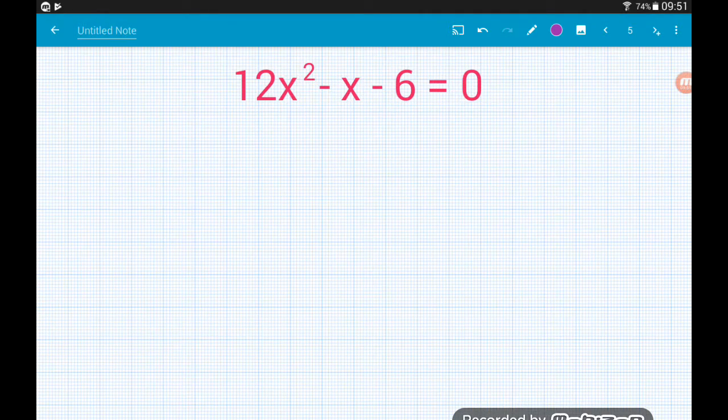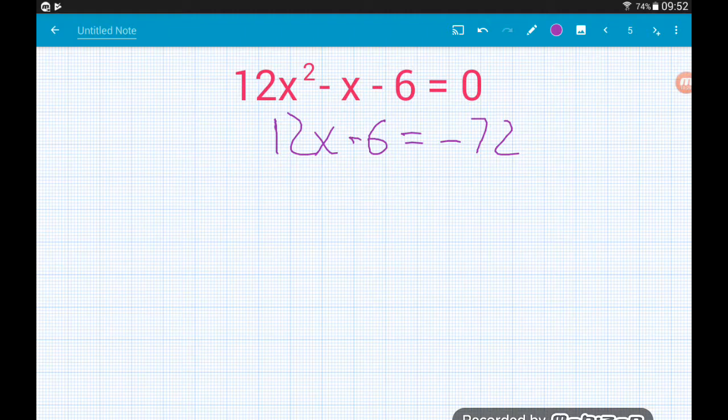12x squared minus x minus 6 equals 0. So, first step, multiply the coefficient of the x squared term, 12, by the number term at the end. So 12 times minus 6 equals minus 72. Now we need to think of two numbers that multiply together to minus 72 and add together to minus 1. So that might be a little bit trickier.